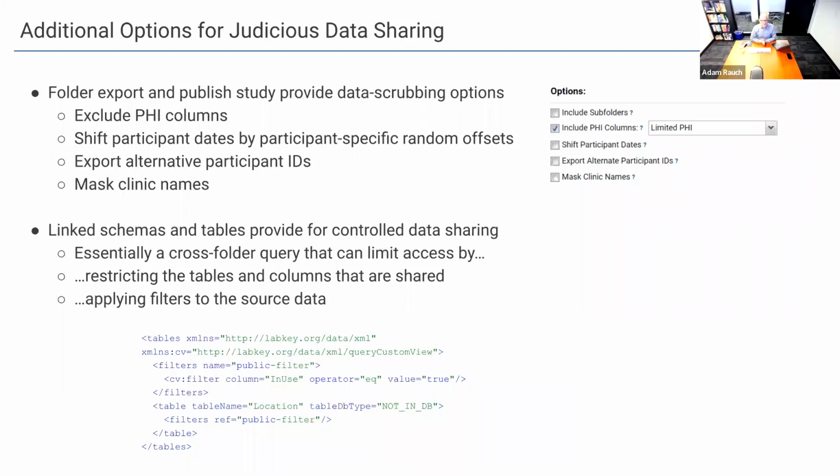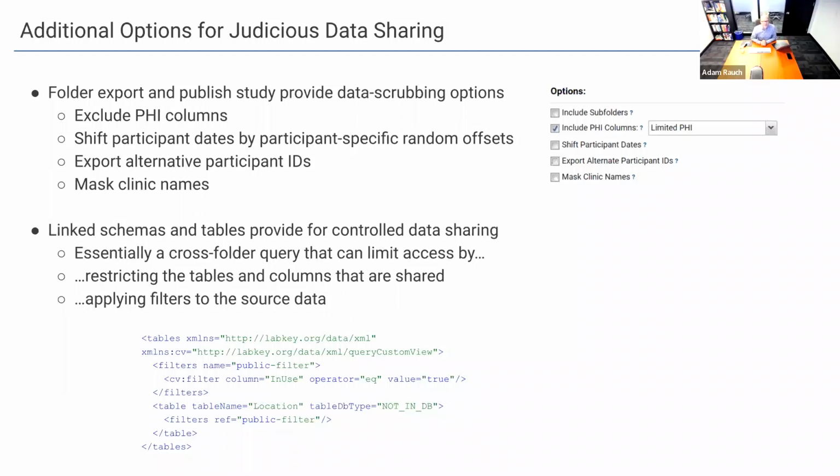Another mechanism is what we call linked schemas and tables. This provides for restricted data sharing in a different way. You can think of it like a cross-folder query, where you have the ability to restrict the tables and the columns that appear, and you can apply any number of filters to the source data.